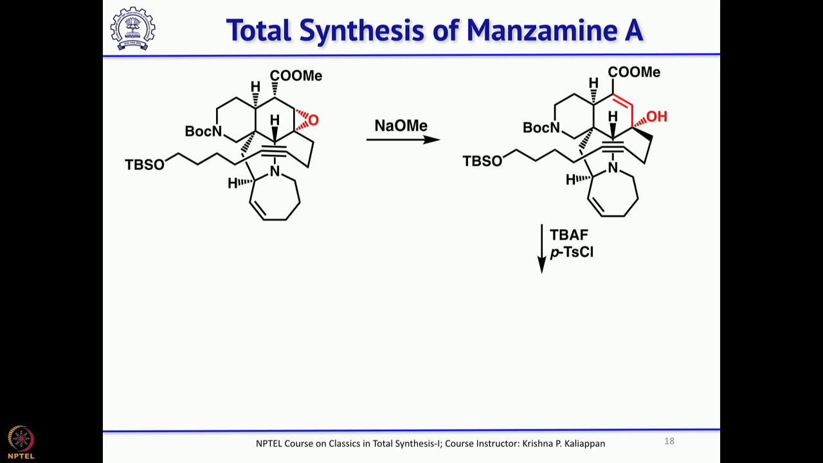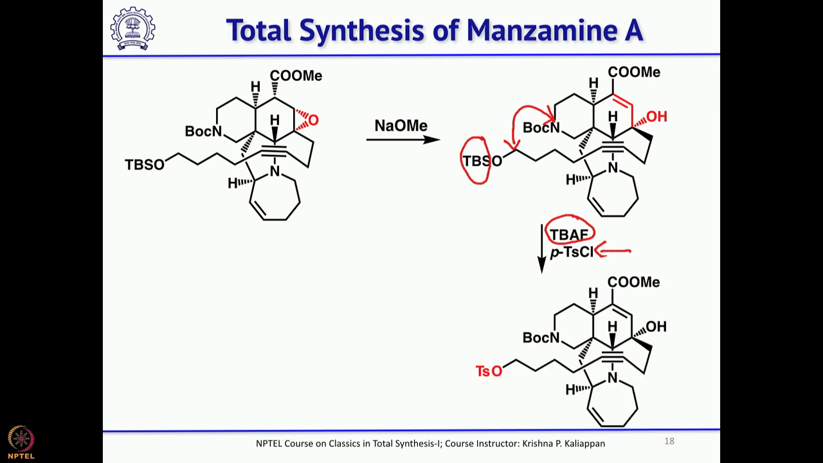Then, as I said, now it is time to construct the macrocycle. So first you have to remove the TBS group. The TBS group can be removed with any fluoride source. So TBAF removes the TBS group to get the corresponding alcohol. Then the alcohol can be converted into a good leaving group. Okay. So you treat with tosyl chloride, and the alcohol is converted into the corresponding tosylate.